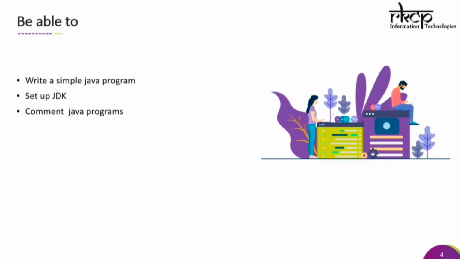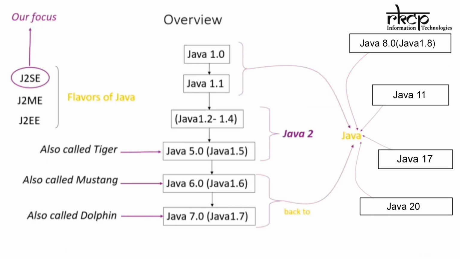So here I am going to start our Java language with one small program, so you will be able to understand the difference between simple concepts in C and Java, how you will set the environment of JDK, and how you write comments in your Java program. So I will start with that.